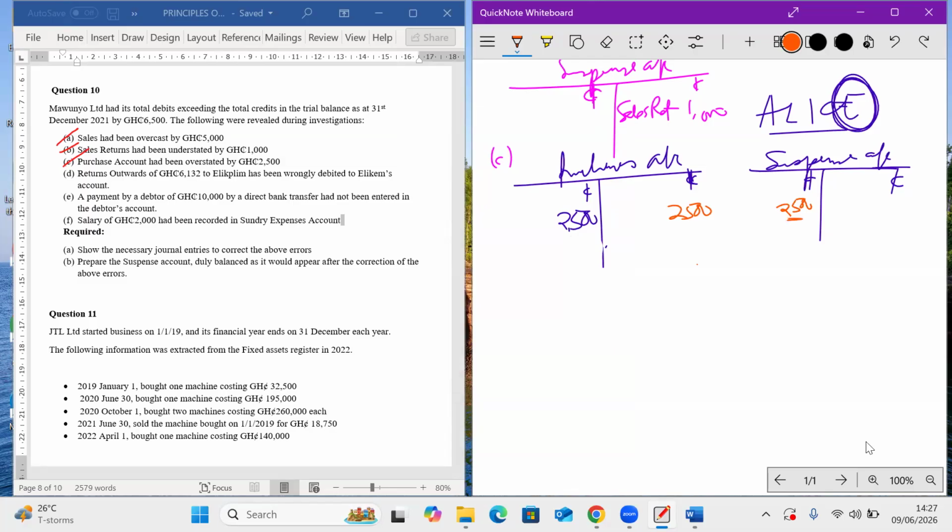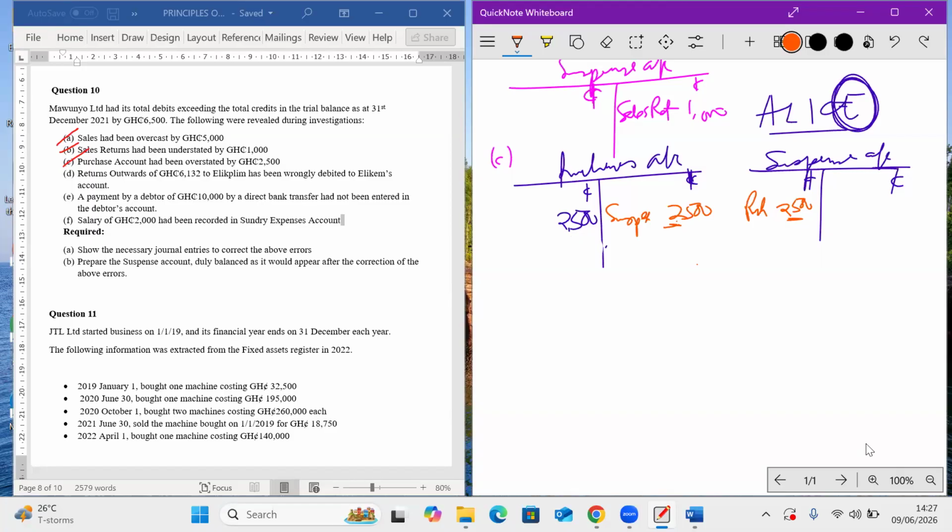Then this 2,500, which account is it coming from? This 2,500 in the purchases account, where is it going to? Suspense account. It's coming from the suspense. That's all. So the orange ones I have written are the errors I have corrected. The blue 2,500 is the error. But the ones in the suspense and the purchases account that I've written in orange are the corrections I've made.